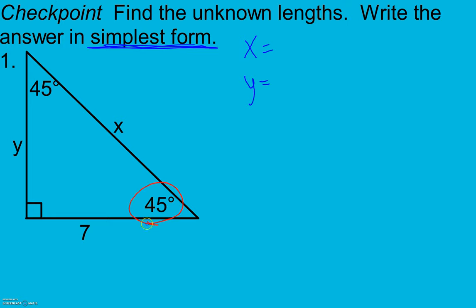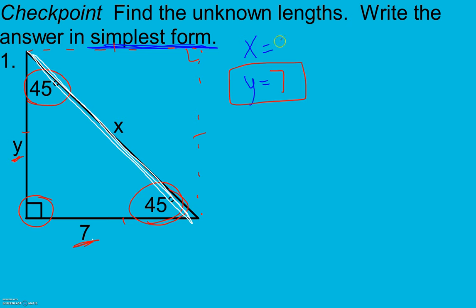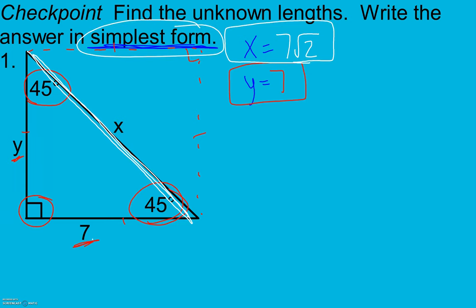So here I have a 45, 45, 90 degree triangle, which means this originally came from a square. All my sides then are the same, which means if this side is 7, this side has to be 7. So y is 7. Now to find my x value, because this used to be a square and my side length is 7, to find my hypotenuse, my diagonal, my longest side, I take my side length times the square root of 2. And 7 square root of 2 is my answer. And again, we want our answer in simplest form, not as a decimal approximation. So I leave it as 7 square root of 2.